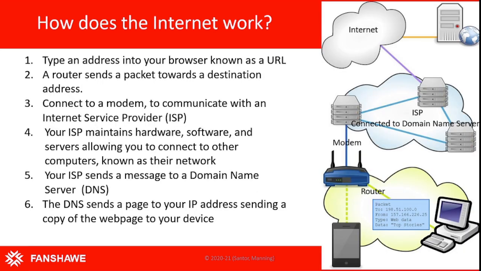So let's look at how the internet works. Usually you start by typing your address in your browser, known as your URL. The router sends the packet towards the destination address. Then it connects to a modem to communicate to an ISP. Your ISP maintains the hardware and software servers, allowing you to connect to other computers on their network. Then your ISP sends the message to the domain name server, and the DNS sends the page to your IP address, sending a copy of the web page to your device. We'll look into some of the terms mentioned here and explain the differences of these networking terms in the succeeding slides.